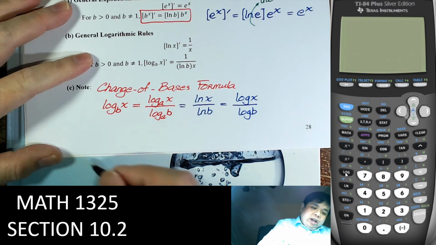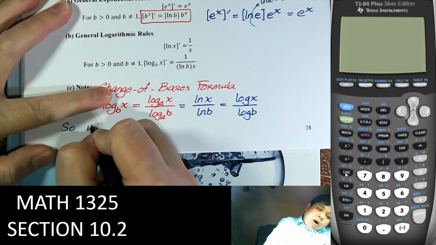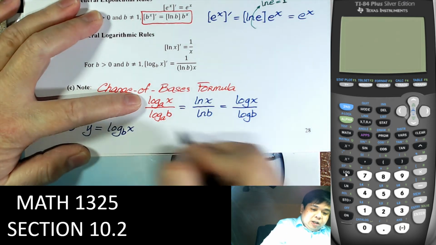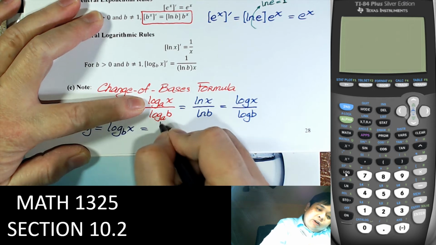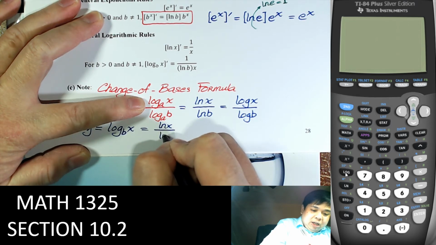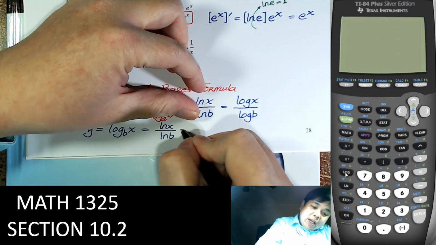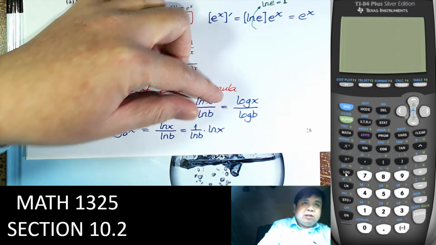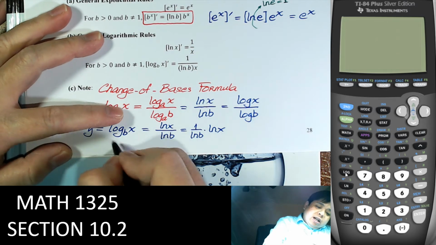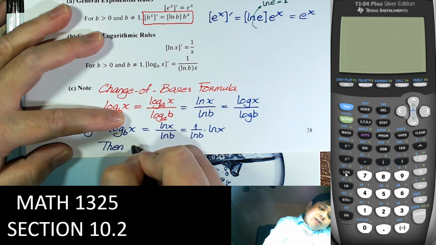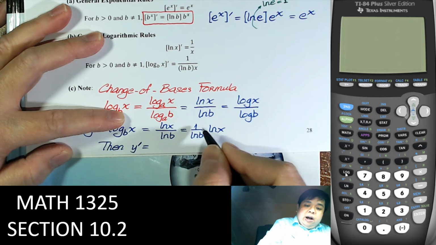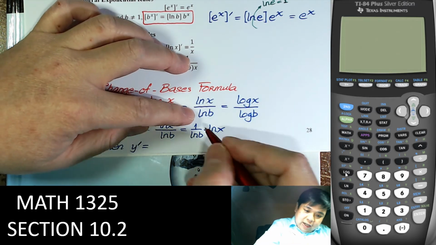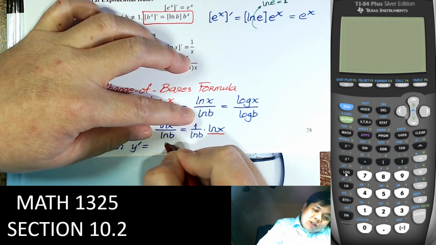Now, if we have y equal to log of any base b of x, I will rewrite as ln of x over ln of b, and I will rewrite this as 1 over ln of b times ln of x. Then we can take derivative. Derivative of ln of x is 1 over x. 1 over ln of b, just a constant.